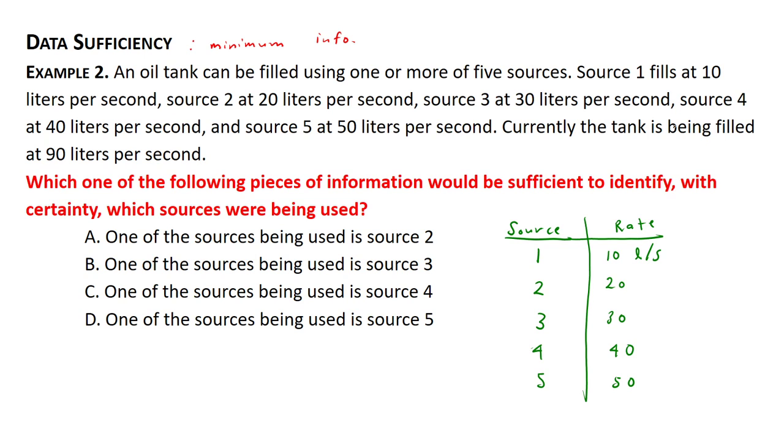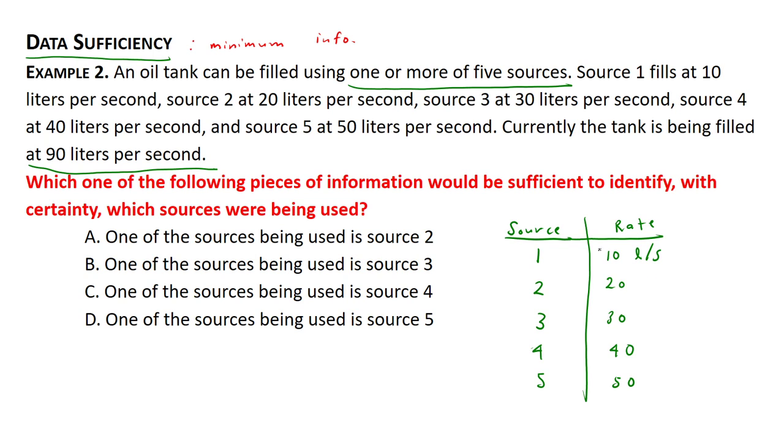Currently, the tank is being filled at 90 liters per second. So using one or more of the 5 sources, the total speed is 90. The question: which of the following would be sufficient to identify with certainty which sources were being used? So again, we are looking for the information that is enough to explain why we are filling the tank at 90 liters per second. So what does that mean?